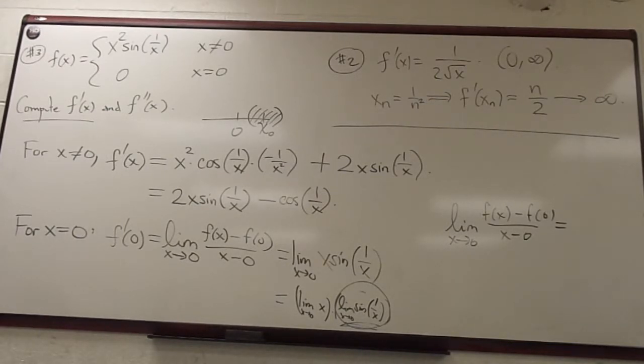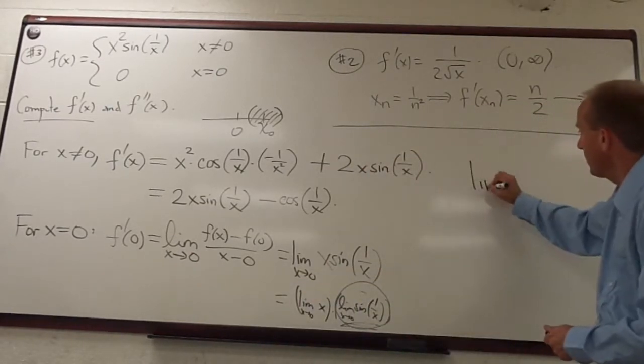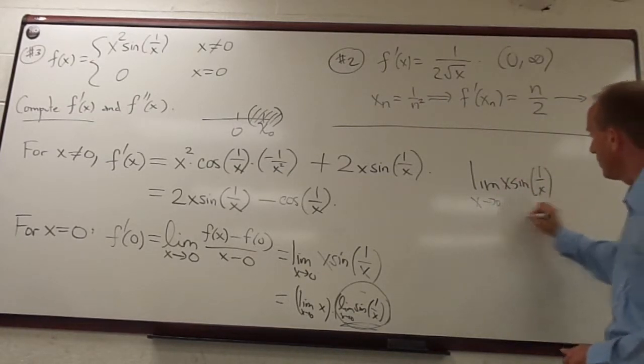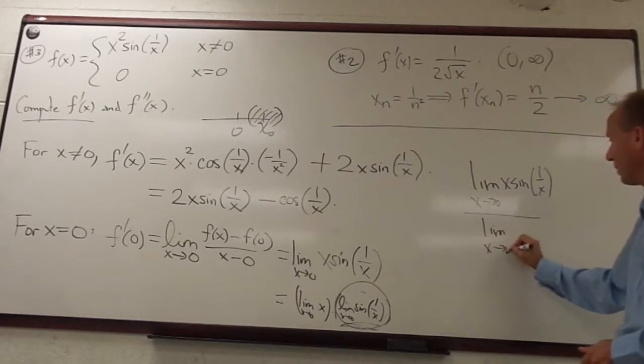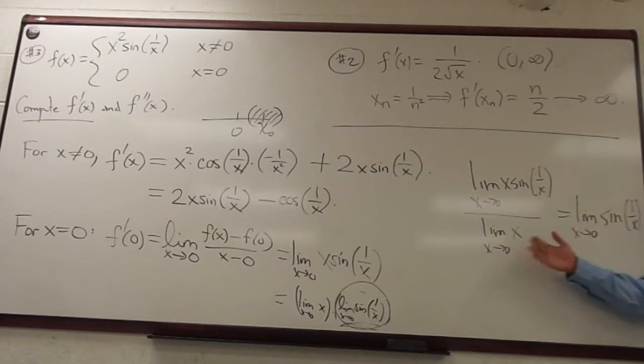No, sorry. Let me just ask you this, can I do this? The limit of x sine of 1 over x over the limit of x equals the limit of sine of 1 over x. Is that valid? No. If the top limit exists. Let's say that this top limit does exist. Actually, it does exist, as it turns out. So this one exists, and this one exists.